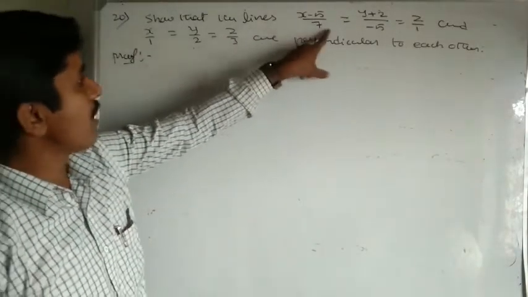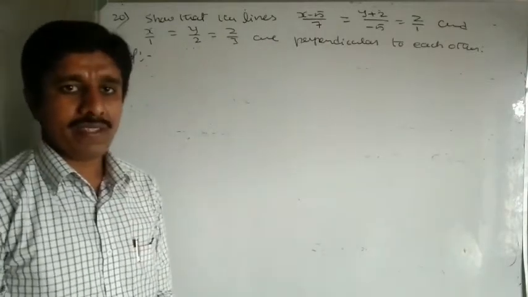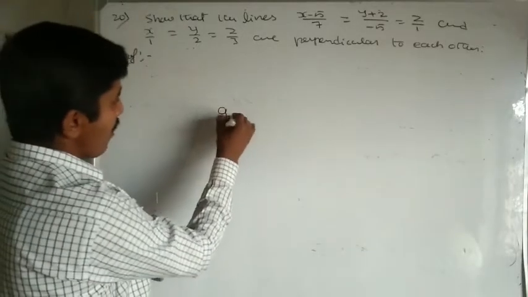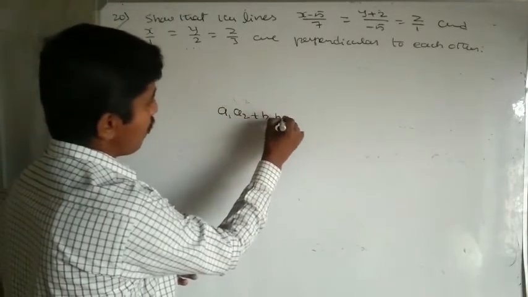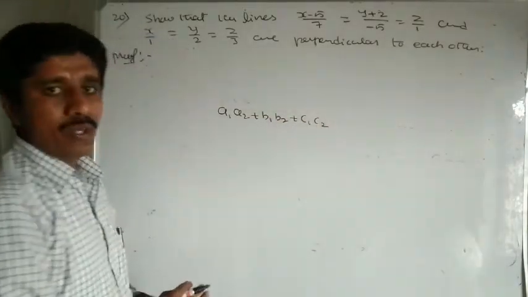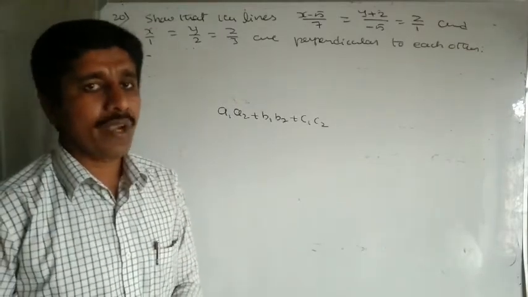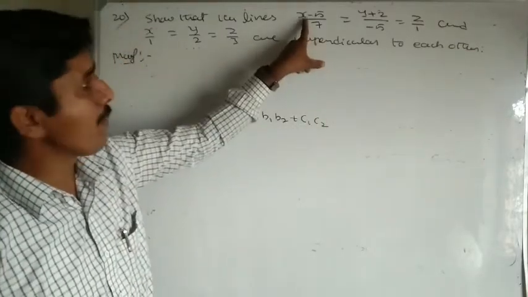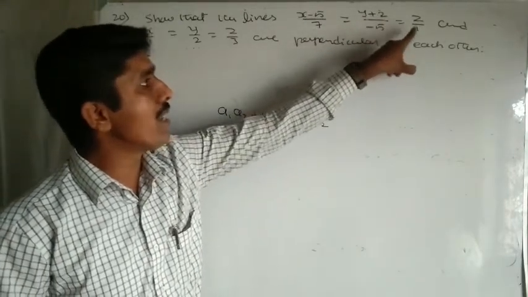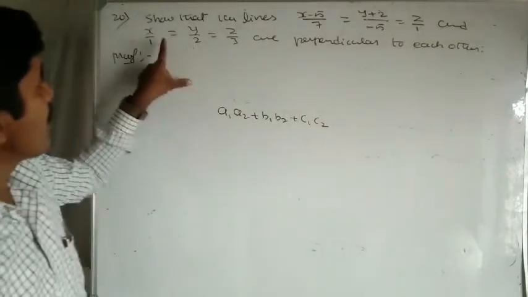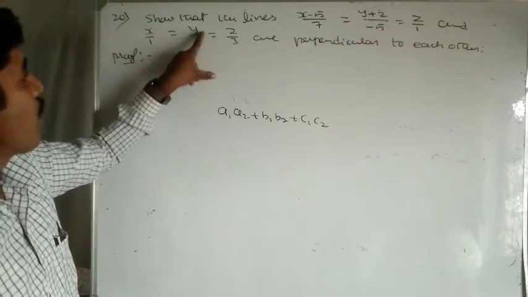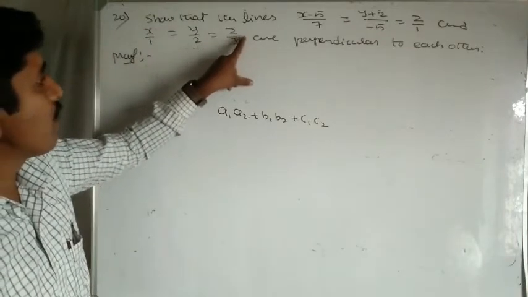Show that the first line and second line are perpendicular to each other means, as in the last problem you have seen, we have to prove that a1 a2 plus b1 b2 plus c1 c2 is equal to 0. Then we say that two lines are perpendicular. Got it? So clearly the first line is in standard form, x minus x1 by a1, which is equal to y minus y1 by b1, which is equal to z minus z1 by c1. The second one is also standard form, x minus x2 by a2, with x2 value 0, y minus y2 by b2, which is equal to z minus z2 by c2.